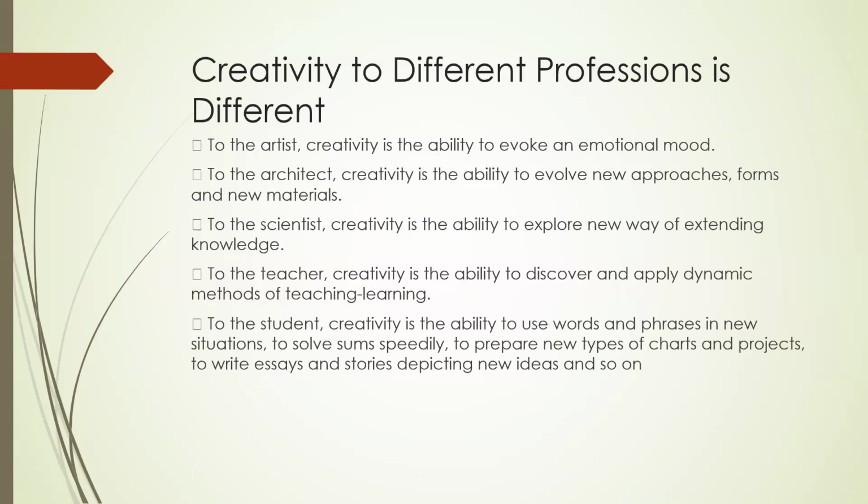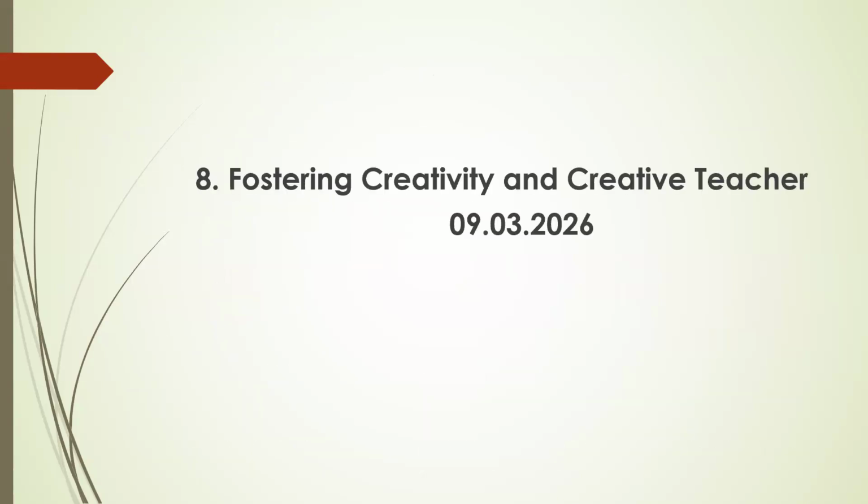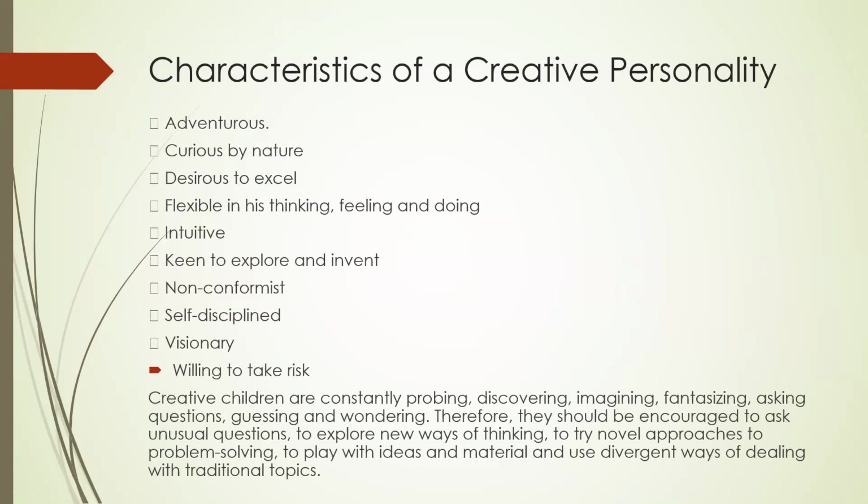So creativity. I think we discussed creativity in different professions and the characteristics of a creative personality. And so finally, we got the idea that creative children are very different from the others, and they should be encouraged to ask unusual questions, to explore new ways of thinking, to try new approaches to problem solving, and to play with new ideas and materials in different ways. So now we have some idea what creativity is, what the characteristics of creative people are, and how creativity can be encouraged in a child.